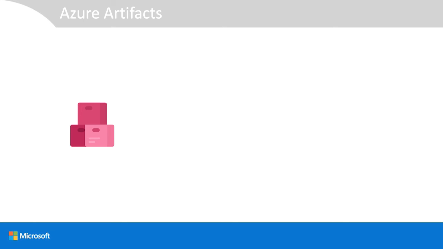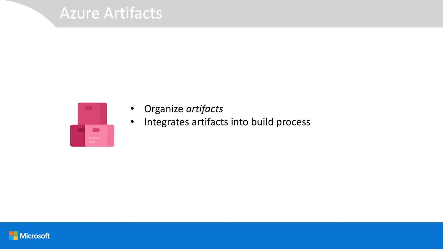Azure Artifacts can help you organize artifacts, and artifacts are packaged components that can be either from the developer's own organization or from a third party. It then integrates these artifacts into the build process, and because Azure Artifacts integrates with Azure Pipelines, it's easy to ensure that your build process always contains the correct artifacts that your app needs.